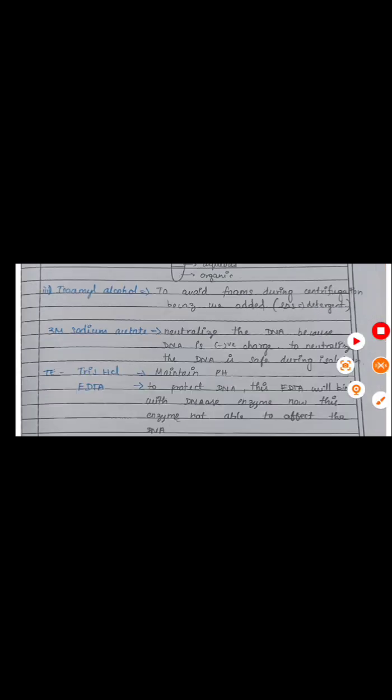Phenol helps to precipitate the protein. Okay, and chloroform will separate two layers, the aqueous layer and the organic layer. Here we only have to take the aqueous layer and transfer it to a fresh tube. And isoamyl alcohol is used to control the SDS, because SDS is a detergent. It will produce foam during centrifugation, so to avoid that foam, isoamyl alcohol is used.